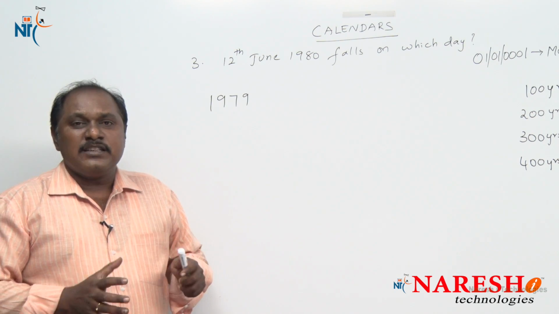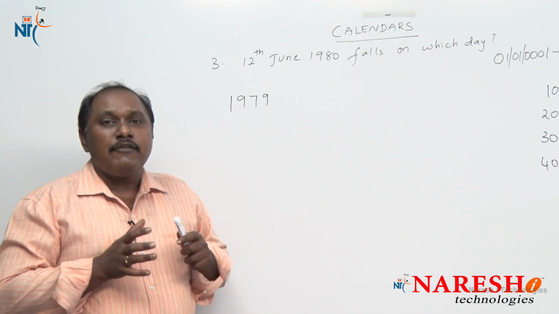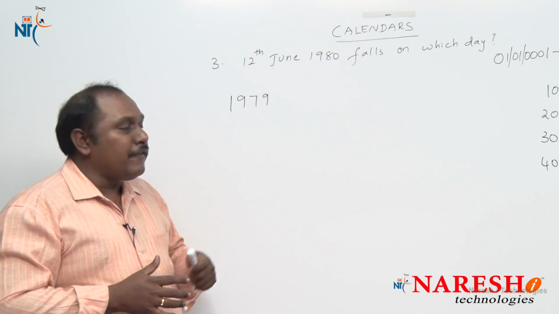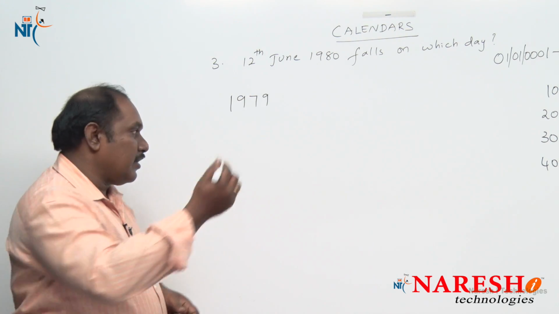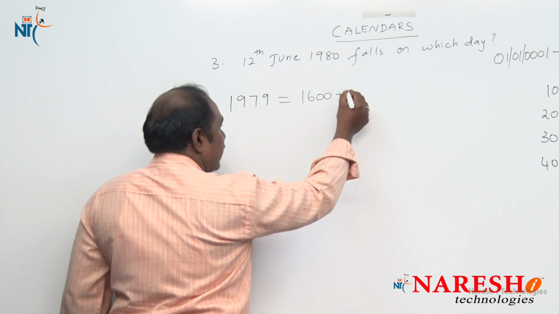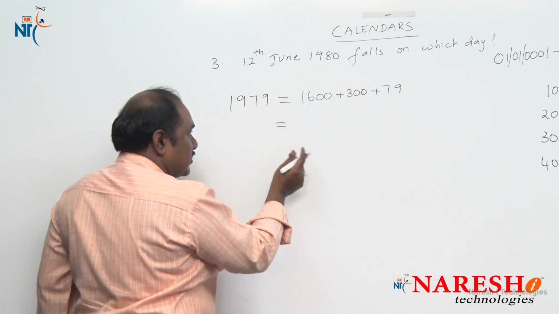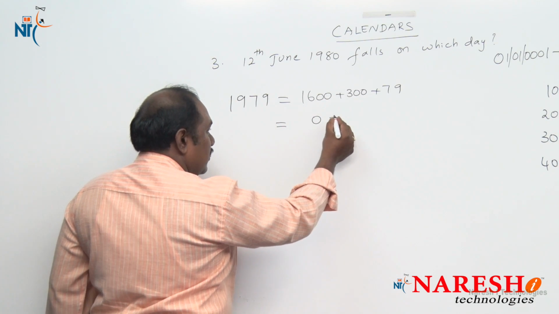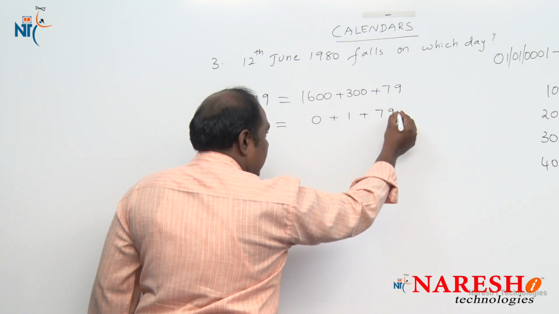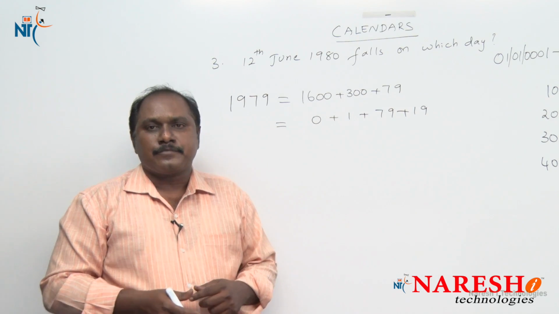The alternate method, that is, the quick method to tell the answer for this. First step, as I told you, we have to find out the odd days for the years which are completed. That is, now we are going to find out the odd days till 1979. Now see how I write this. 1979 can be written as 1600 plus 300 plus 79. Now talking about odd days, 1600 has 0, 300 years have 1 odd day, 79 is 79 plus 19. Now how did I write this directly?